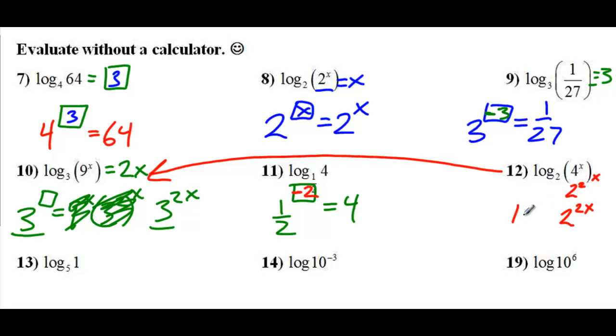So now I have log base 2 of 2 to 2x. That whole thing is going to be 2x because it's saying 2 to what power is equal to 2 to the 2x power. Those two things have to be equivalent.